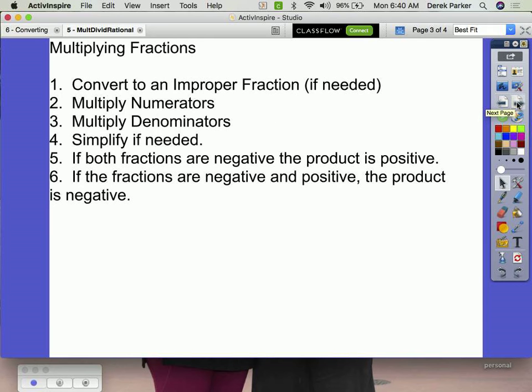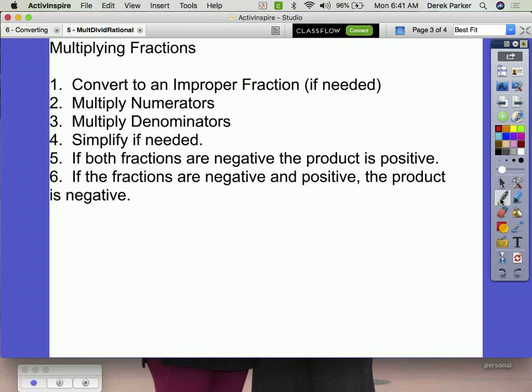When multiplying fractions, convert to an improper fraction if needed. Multiply numerators. Multiply denominators, simplify if needed. If both fractions are negative, the product is positive. If the fractions are negative and positive, the product is negative.